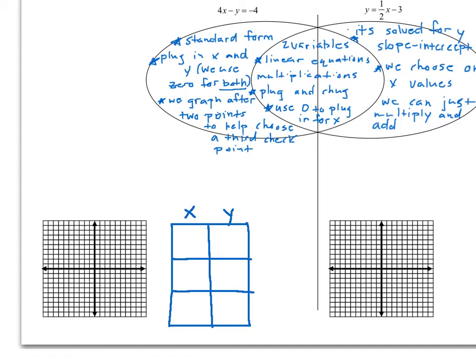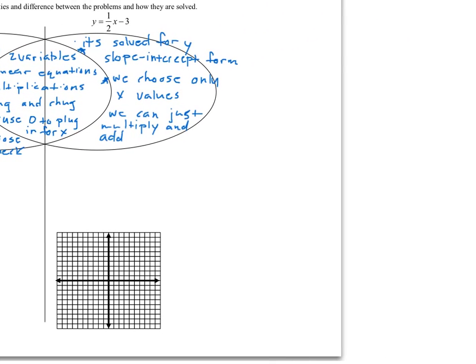Daya. 0 for what? What else? And for y. And since we usually graph these 2 points first to help choose our third checkpoint, I'm going to stop right there. And I'm going to let you guys solve that one on your own in a second. But first, let's come over here and get started on this one.